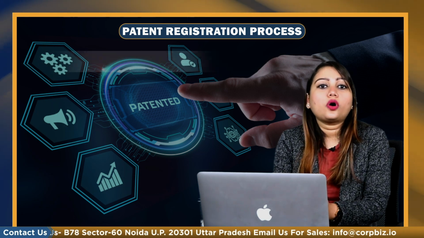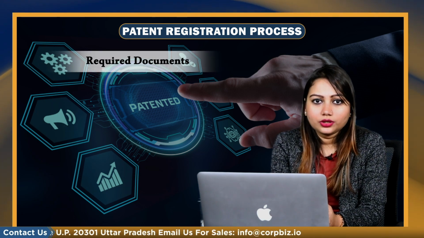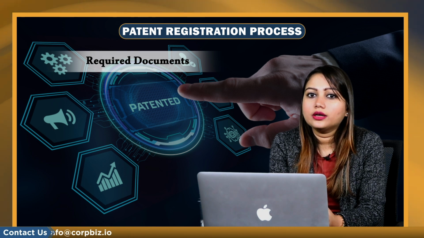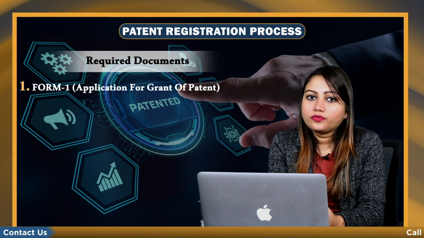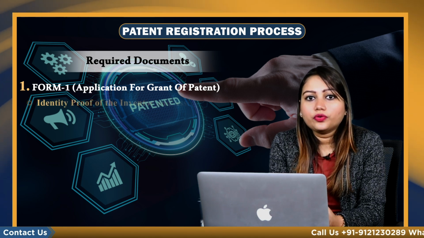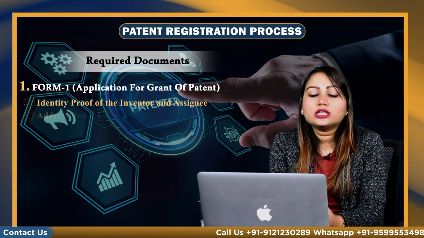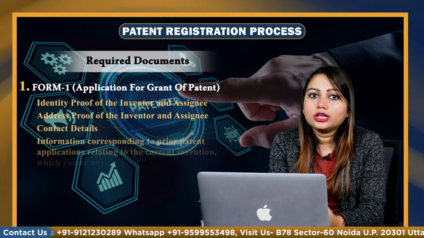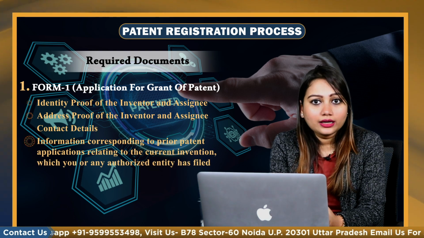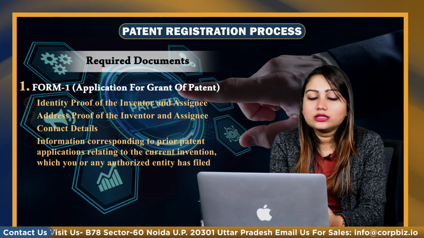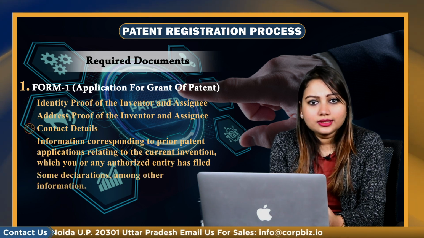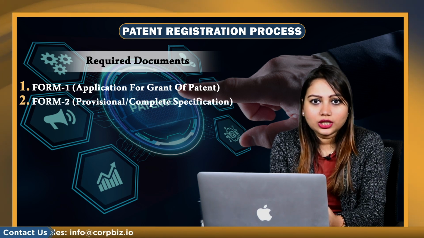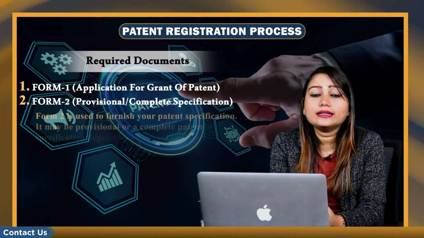Now coming to what are the documents that are required for patent registration. For patent registration, the below mentioned forms and documents are required. For Form 1, that is the application for grant of patent: identity proof of the inventor and the assignee, address proof of the inventor and the assignee, contact details, information corresponding to prior patent applications relating to the current invention which you or any authorized entity has filed, and some declarations among other information. For Form 2, that is the provisional or complete specification, it is used to furnish your patent specification.